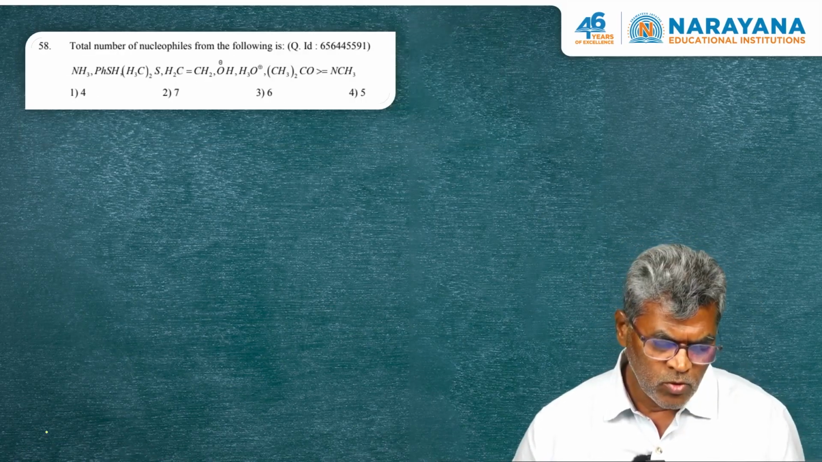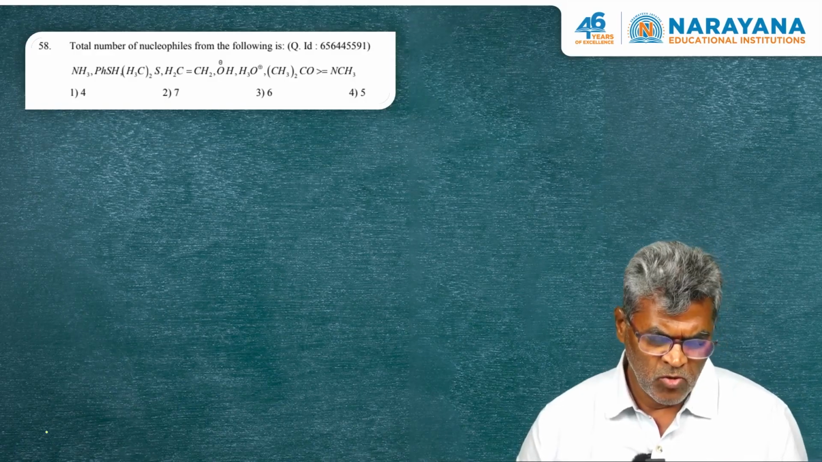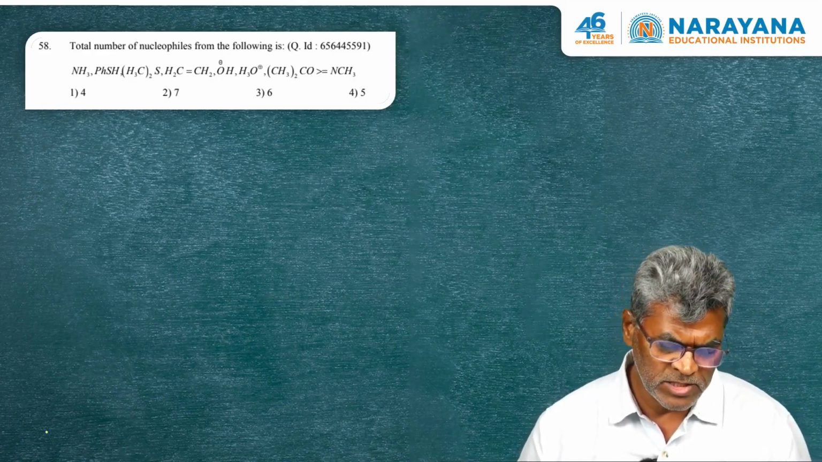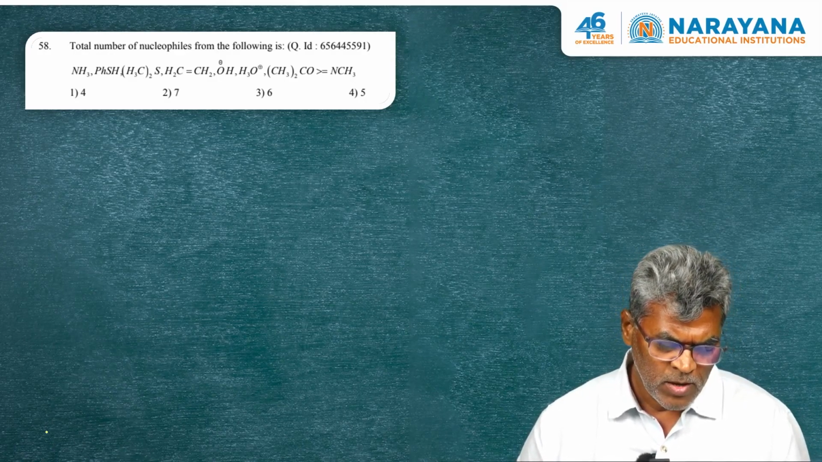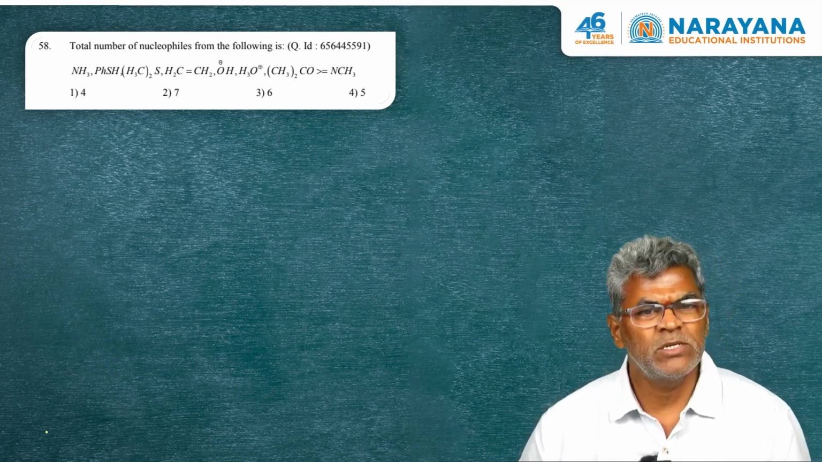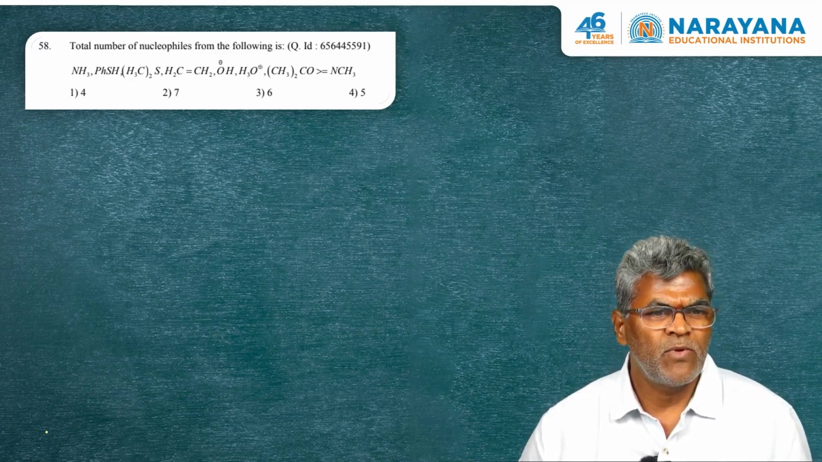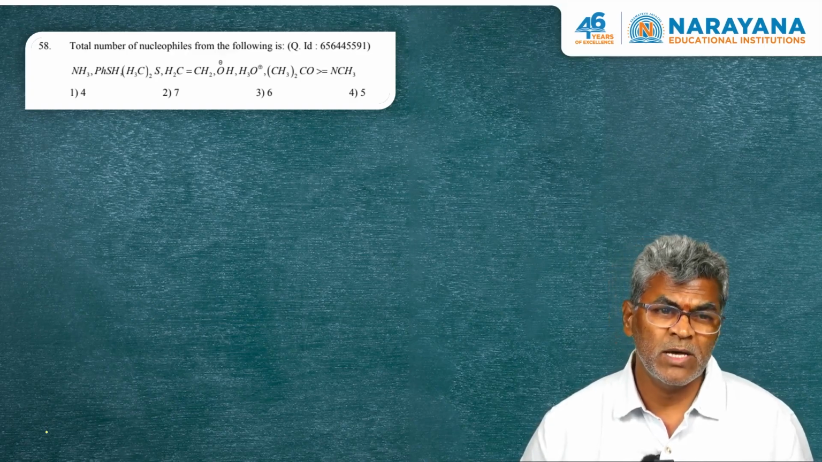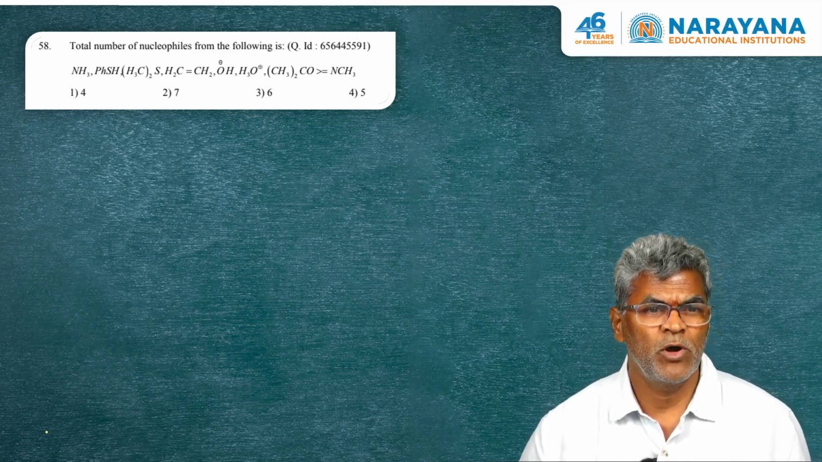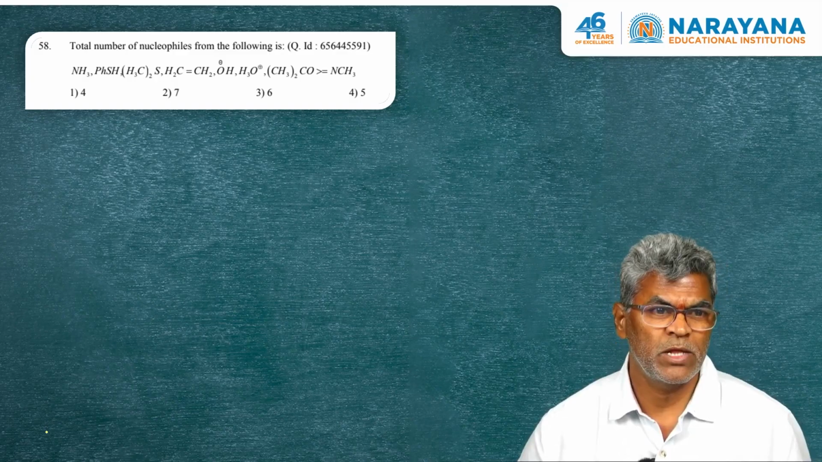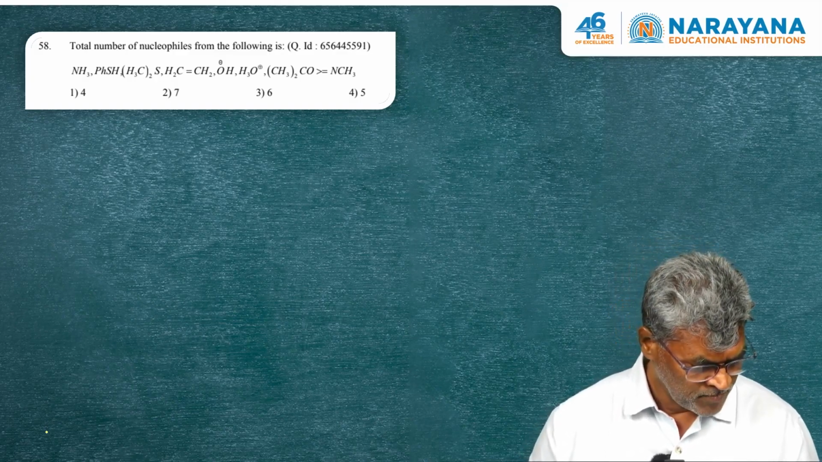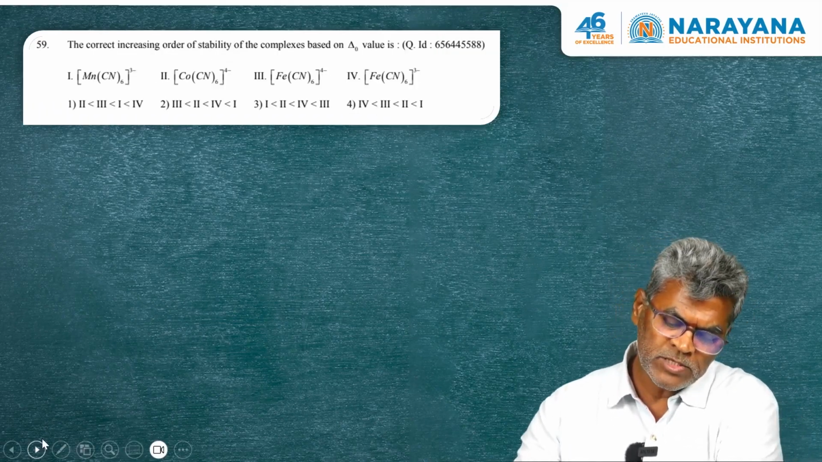Next, there are 5 nucleophiles in the list: ammonia NH3, PH3, and dimethyl sulfide. All alkenes are nucleophiles and OH minus is a nucleophile. Those are the nucleophiles.